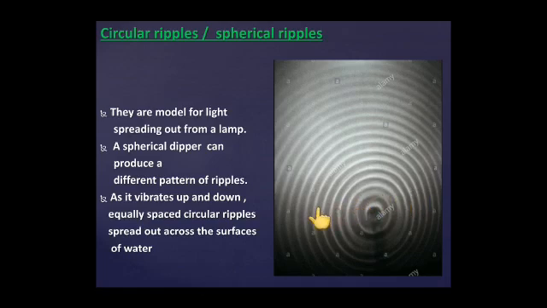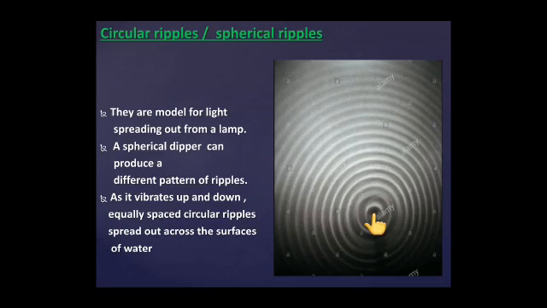Like the straight ripples, the circular ripples are also equally spaced. And one more thing about the circular ripples is they are concentric. You know what is meant by concentric? Concentric means common center. So all these ripples are generating from a common center.